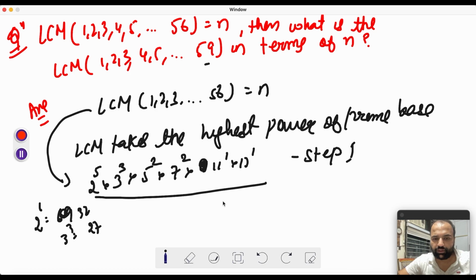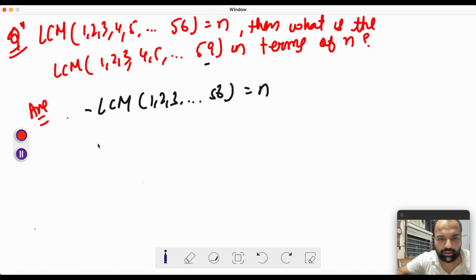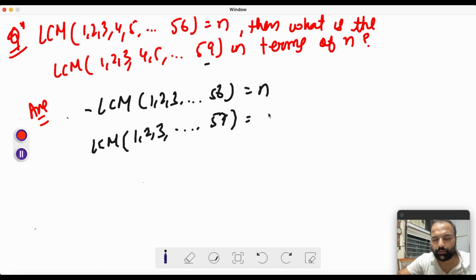Okay, so I'll just rub this off and then I'll start again. Now let's start like this. LCM of 1, 2, 3, and so on, if you go up to 57, so what is 57? 57 is a prime number. So again, as we studied before, LCM up to 56 is n, and this is a new number that we have added. 57 is nowhere because this is a prime number, so it would not be in the series of 1 to 56. So we can simply write n into 57, so it will be 57n.